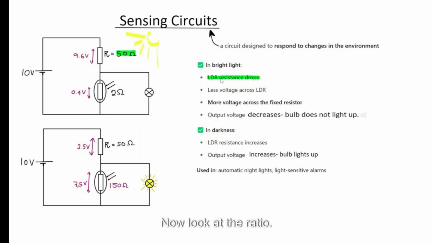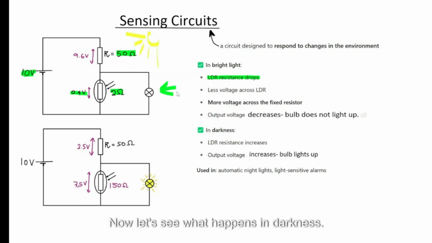Now look at the ratio, it's only 50 to 2. So a very small proportion of the input voltage 10 will be across the LDR. Now in this example, I did the calculation. The voltage across this LDR is about 0.4 volts. That's a very small value. Will the light bulb illuminate? No, it will not, because it's such a small PD.